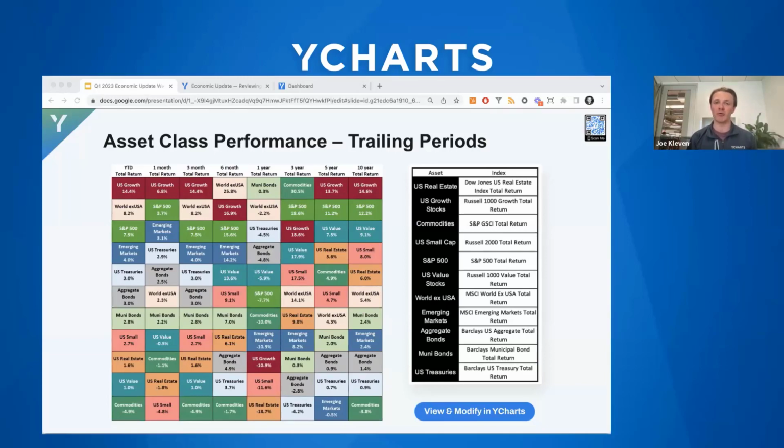And it was US growth outperforming the rest in Q1. Its 14.4% return in the quarter represents a solid rebound after what was quite a sour 2022 for the equity style. And broad stock market indices did well, not just domestically, but across the globe as well in Q1. World ex-USA posted an 8.2% gain, and the S&P 500 stateside advanced 7.5%. Emerging markets also up 4% in the quarter.